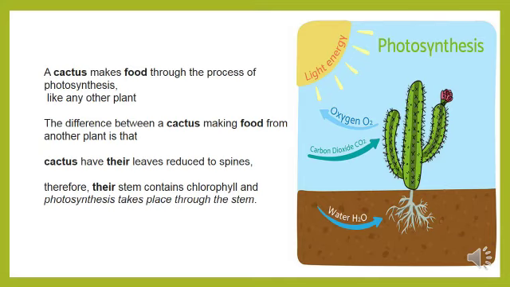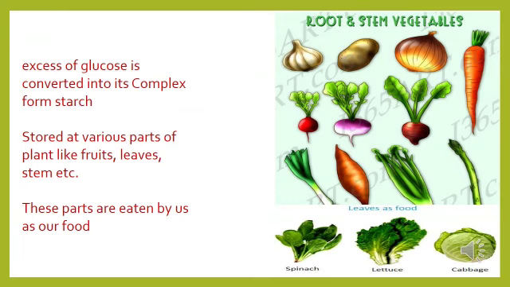Cactus have a thick fleshy stem. The stem is normally of green color. This green color is due to chlorophyll, and photosynthesis in these plants takes place through the stem. We had already discussed that excess glucose is converted into the complex form, starch. This starch is stored at various parts of the plant that are consumed by us as our food.